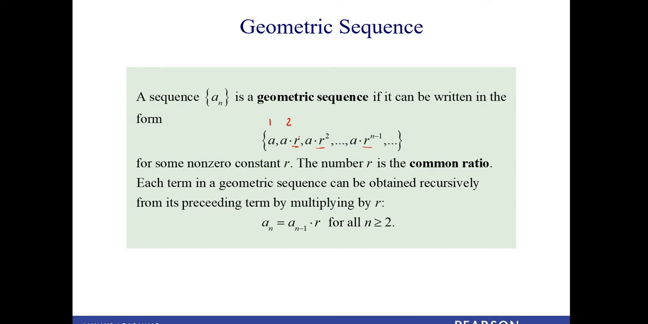Our second term is a times r to the first. Our third term is a times r squared. Our nth term is a times r to the n minus 1, where r is a non-zero constant and r is called the common ratio. Each term in a geometric sequence can be obtained recursively from its preceding term by multiplying by r. So a sub n is the preceding term times another r. Okay, so let's do a couple of these.